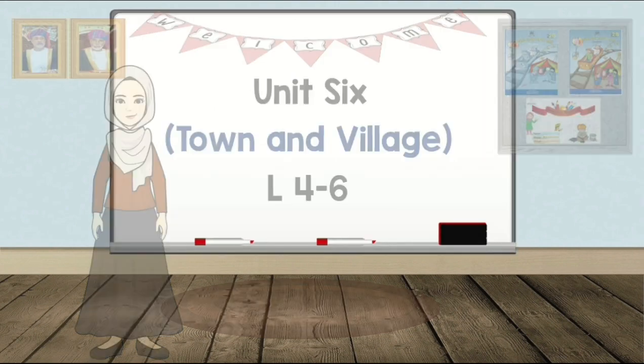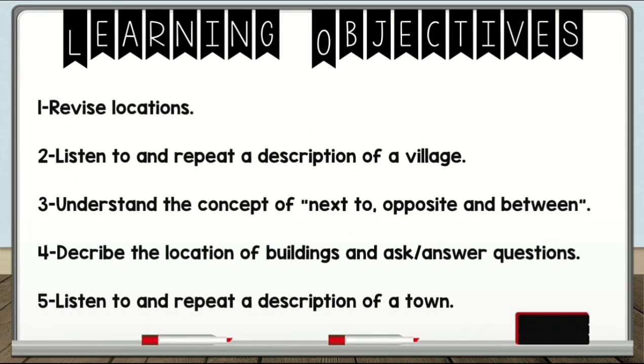So let's start with the learning objectives. 1. Revise locations. 2. Listen to and repeat a description of a village. 3. Understand the concept of next to, opposite, and between. 4. Describe the location of buildings and ask and answer questions. 5. Listen to and repeat a description of a town.